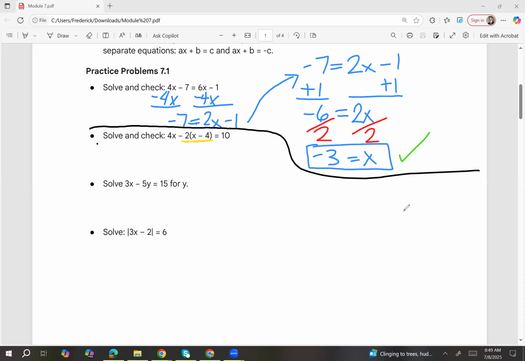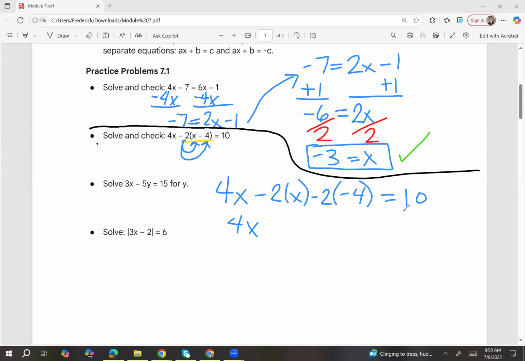I'll write it all out, but as you get more comfortable, you can feel free to just write it out how you want to. We're going to take this -2 and multiply it by the first term and the second term within these parentheses. I'm going to come down here and write our first line, bringing down the 4x that's in the front. And then we've got -2 times the first term of x, and then a -2 times the second term of -4, equal to 10 coming down. And there we've done our distribution.